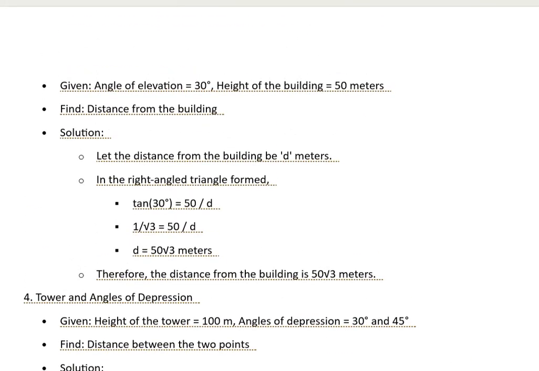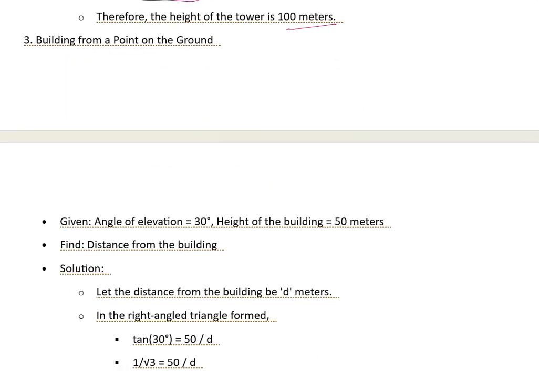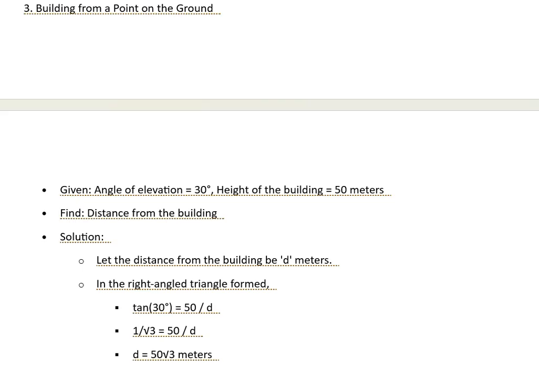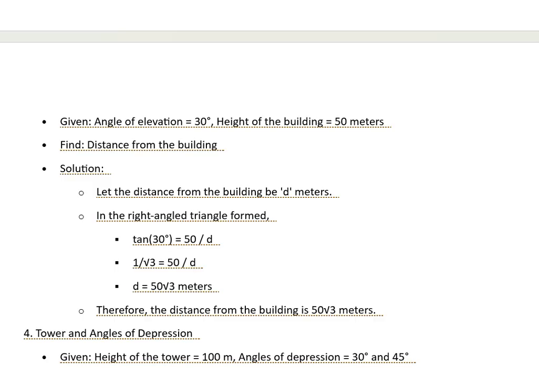Next question 3. Here is question 3. A building, from a point on the ground, the given angle of elevation is 30 degrees. The height of the building is 50 meter. Find the distance from the building. Let the distance from the building be d meter.